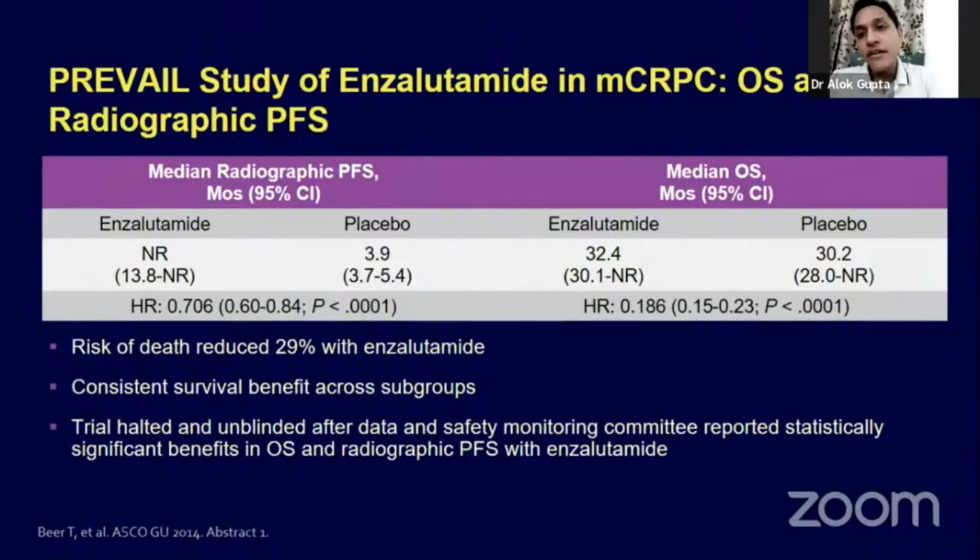And because of this fact, enzalutamide got FDA approval to be used in metastatic CRPC patients who were asymptomatic or mildly symptomatic and who were docetaxel naive.